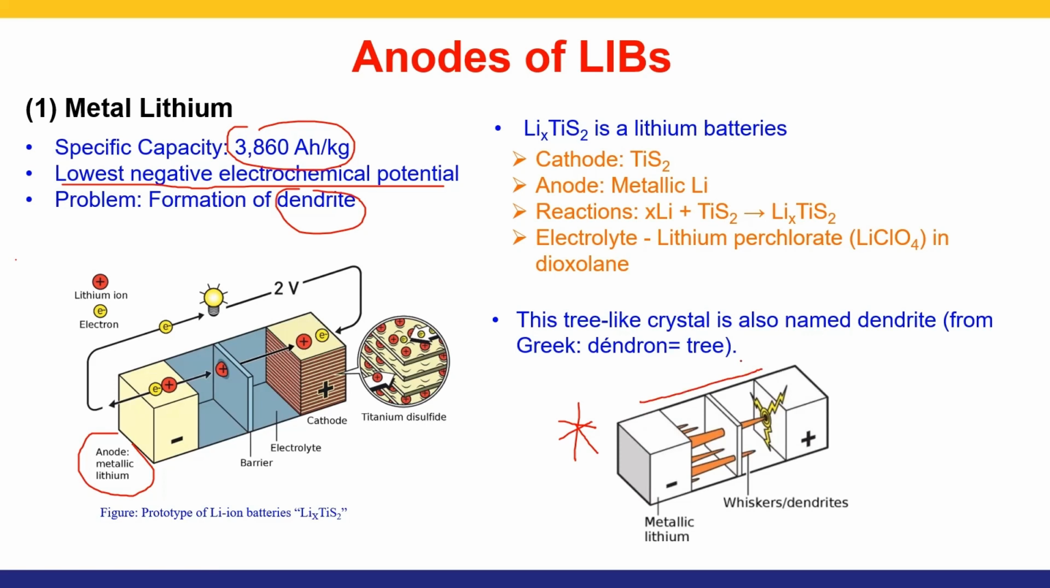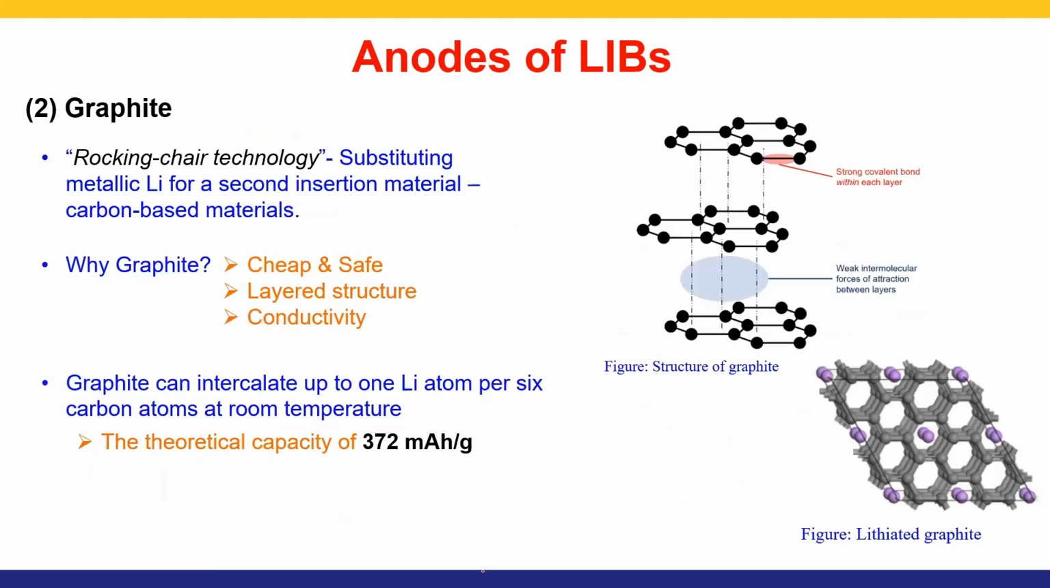So the formation of dendrite can grow and eventually protrude the separator and cause the direct contact between the anode and cathode. You just imagine a strong oxidizing substance in contact with a strong reducing substance. What will happen? So there will be a very strong thermal runaway reaction, which may cause the lithium-ion battery to catch fire. So, how to solve the problem?